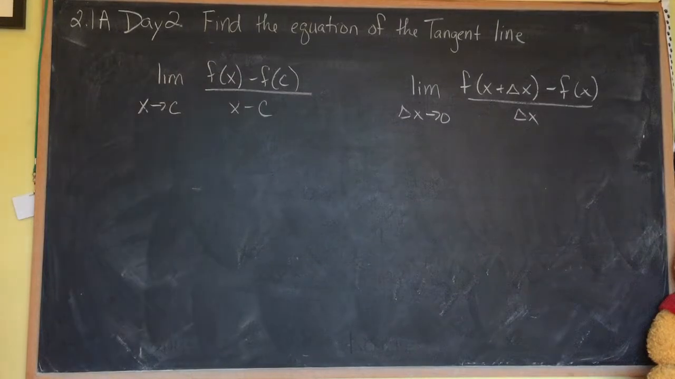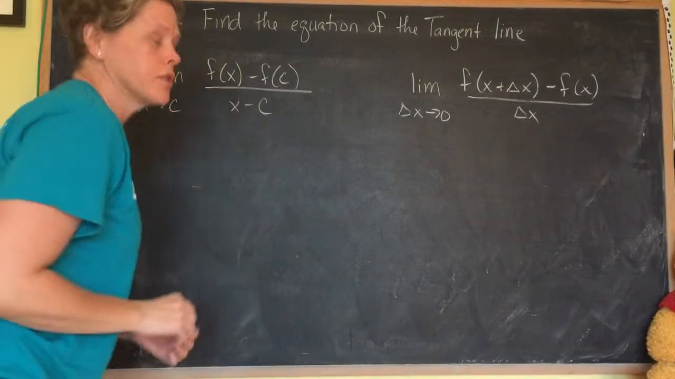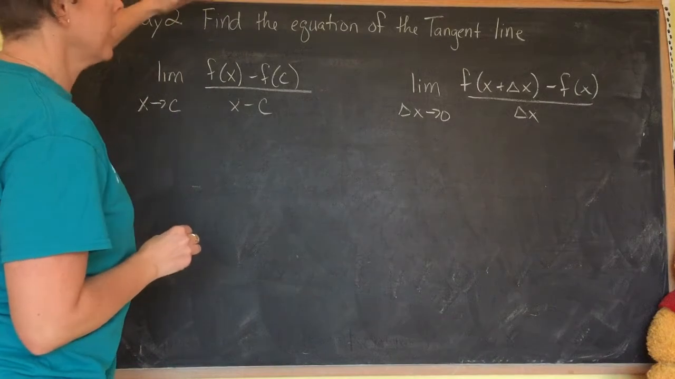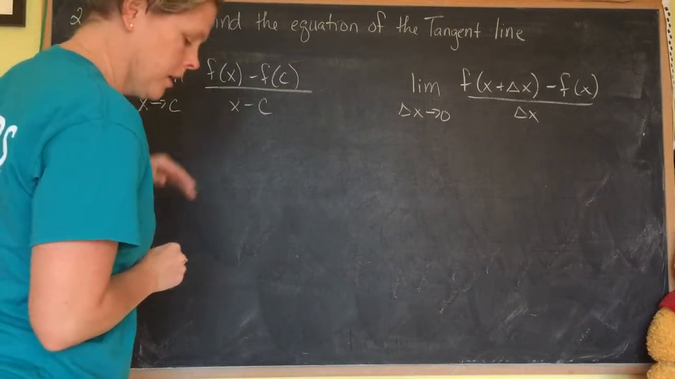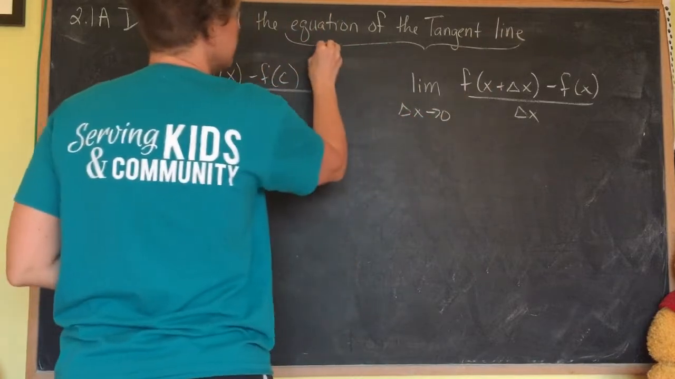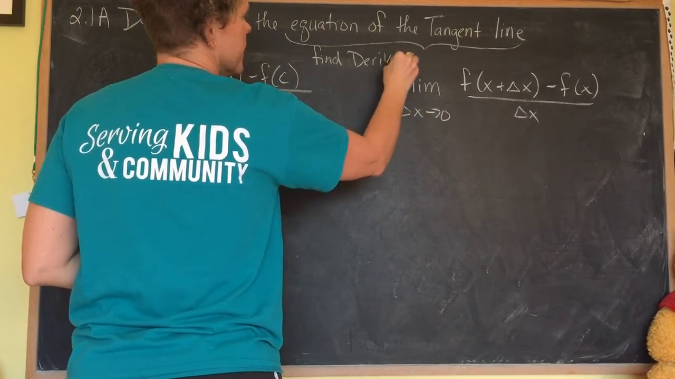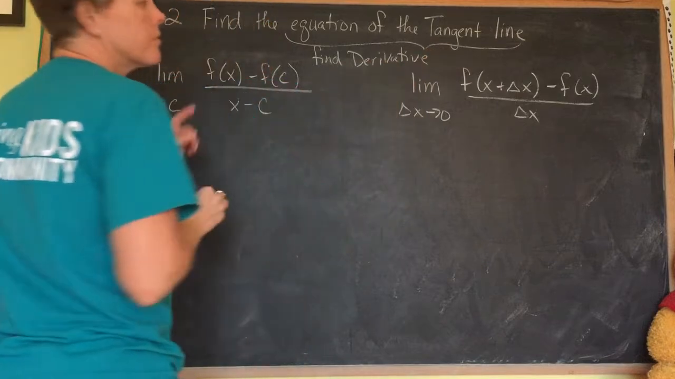We are doing 2.1a, day 2 today. So it's a continuation from yesterday's. All right, we're going to find the equation of the tangent line. When you see this phrase, equation of the tangent line, that just means find the derivative.